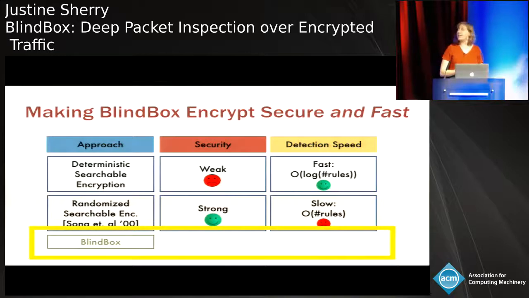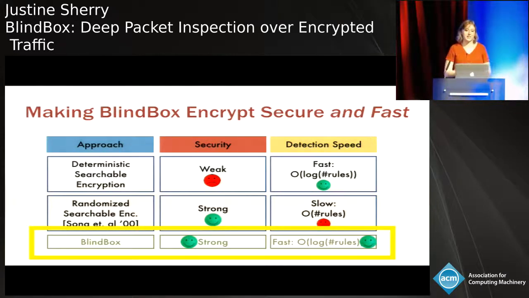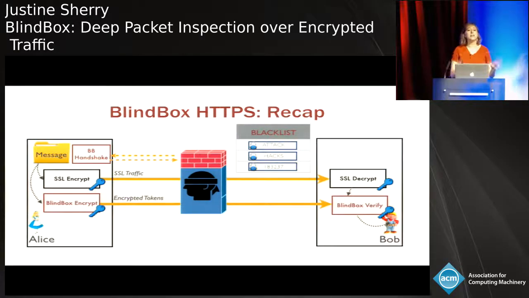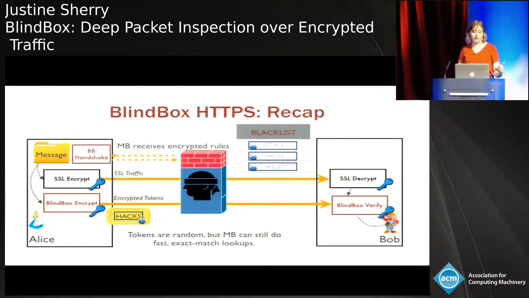So now using this scheme, we can say that BlindBox has both the security of the randomized searchable encryption, no frequency analysis attacks, and a fast detection speed that runs in order log number of rules. Now let's recap what we've seen. BlindBox uses a new HTTPS suite that the clients opt into. It adds some additional modules to SSL or TLS, but it does not modify those base encryption schemes. At the start of a session, we use a BlindBox handshake that allows the Middlebox to learn some encrypted rules. And the BlindBox encryption step generates randomized tokens, but the Middlebox can still do fast exact match lookups over these tokens.